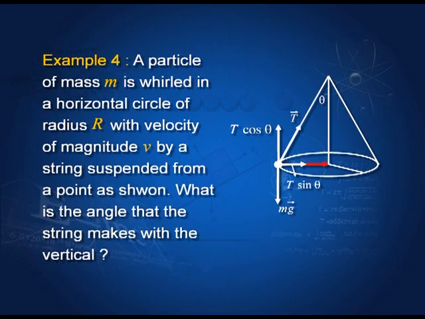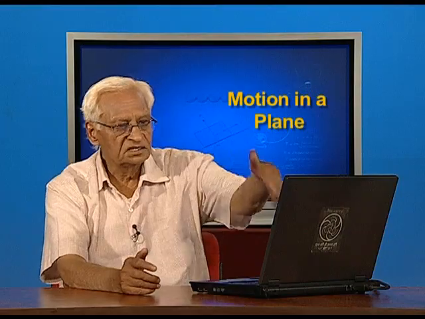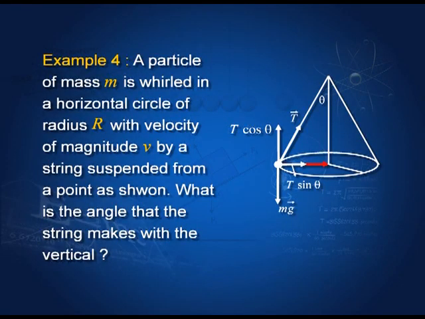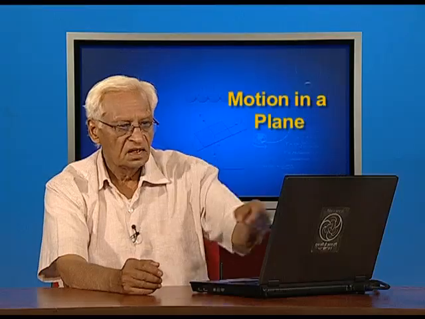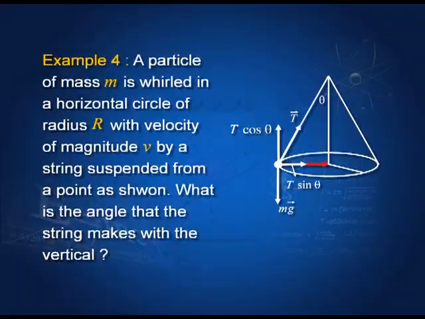Now we bring another element, the tension in the string. A particle of mass m is whirled in a horizontal circle of radius r with velocity of magnitude v by a string suspended from a point as shown. What is the angle that the string makes with the vertical? I have drawn here the figure.